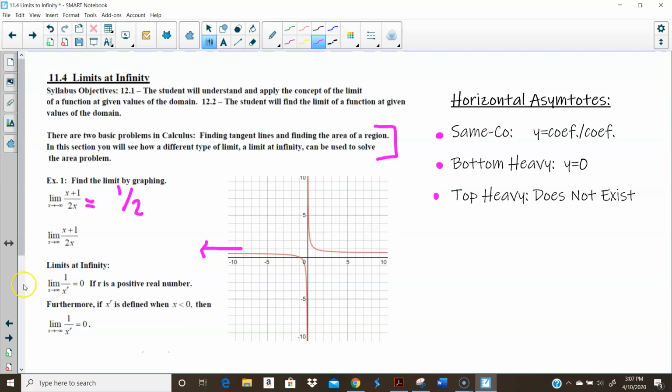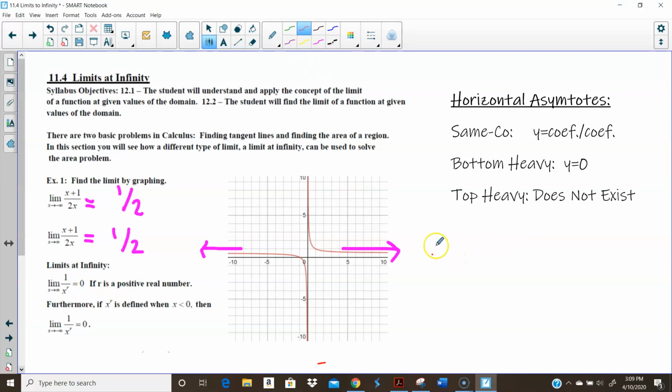The limit as x approaches positive infinity, that's going to be way out here on the right side of the graph. And you can see that this value again is approaching the horizontal asymptote, which is also 1/2. Limits at infinity of rational functions. So this says the limit as x approaches infinity of 1 over x raised to any power is always going to be 0. Let me give you an example of that.